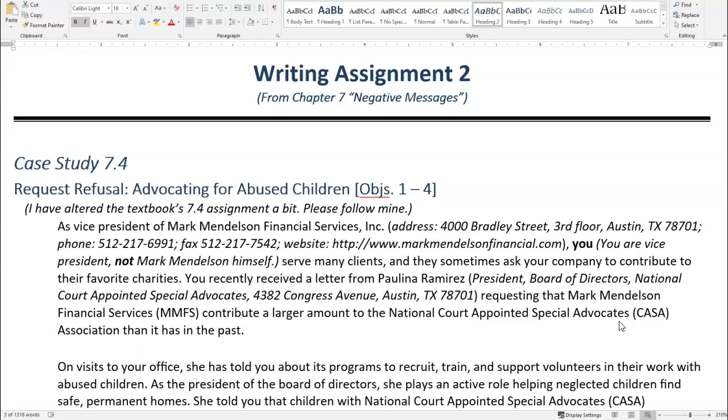So you're going to use an email that's going to be like, for example, if your name is Tom Brown, your email for this assignment would be tom.brown@Mark Mendelson Financial Services, or MMFS. And then you can make up an extension for your phone, but just keep that in mind.